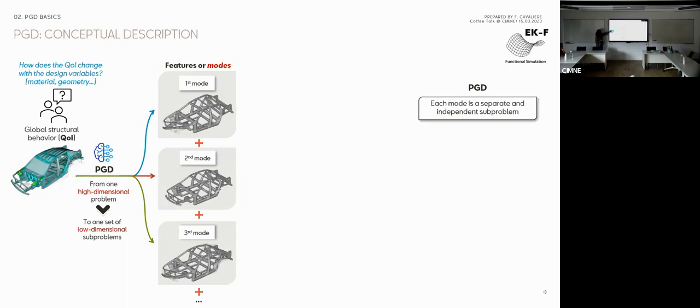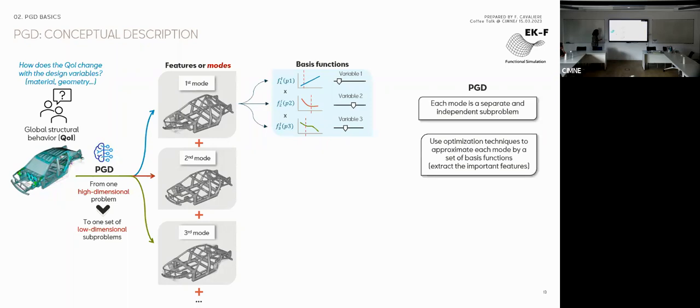What does it mean? That the result of what's going on here comes somehow from an approximation, which is the sum of all these modes, right? And depending on how many modes we have, it will change the accuracy of our solution. But then for each mode, we make another approximation because we try to find some basis functions, each function depending independently on each design variable, such that depending on the value of the variables, our functions take different values and will give somehow the magnitude of this mode.